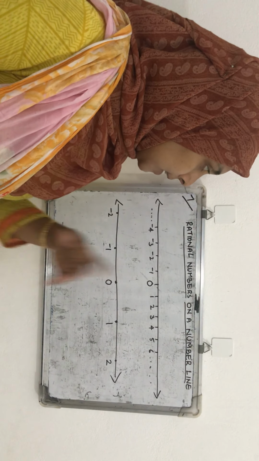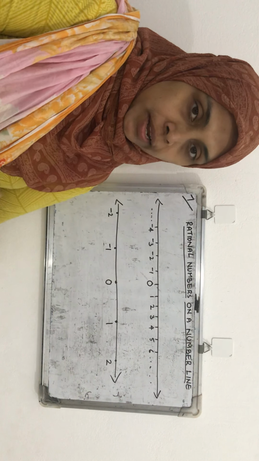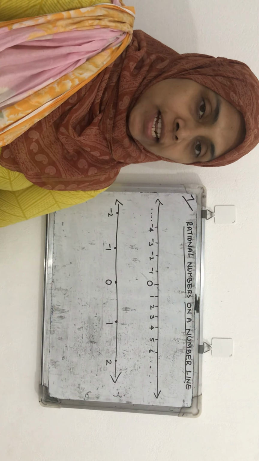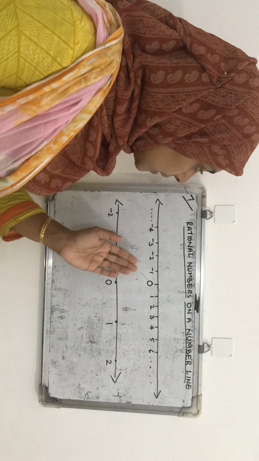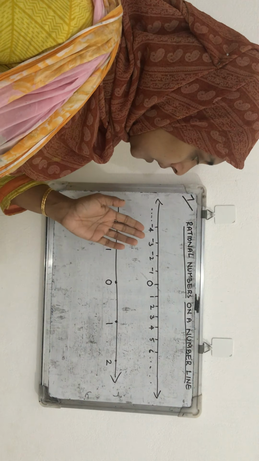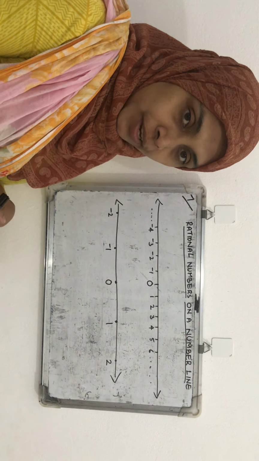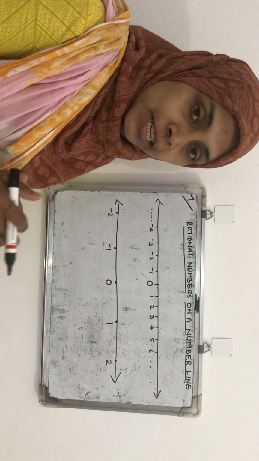Today we will discuss rational numbers on a number line, how we can express rational numbers on a number line. We already learned how to represent integers on a number line, which we learned in this chapter.